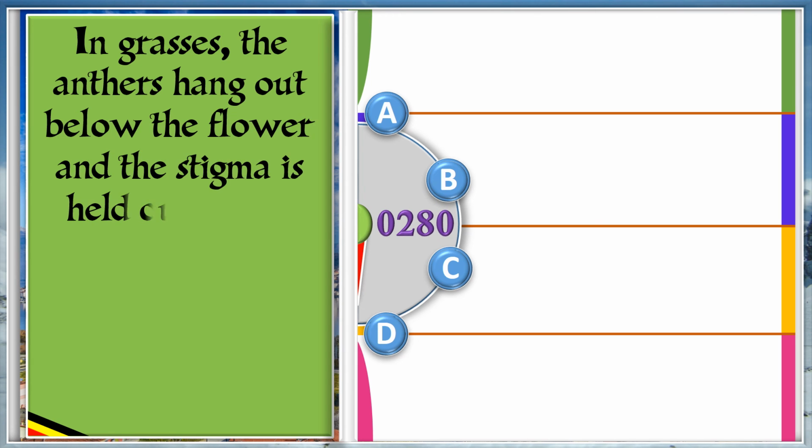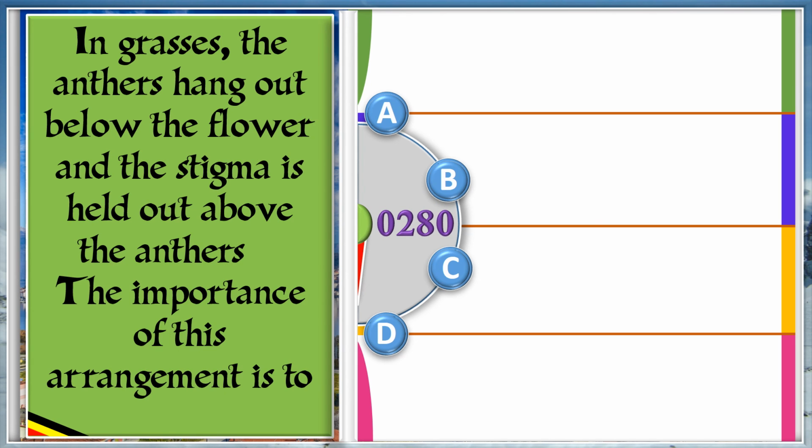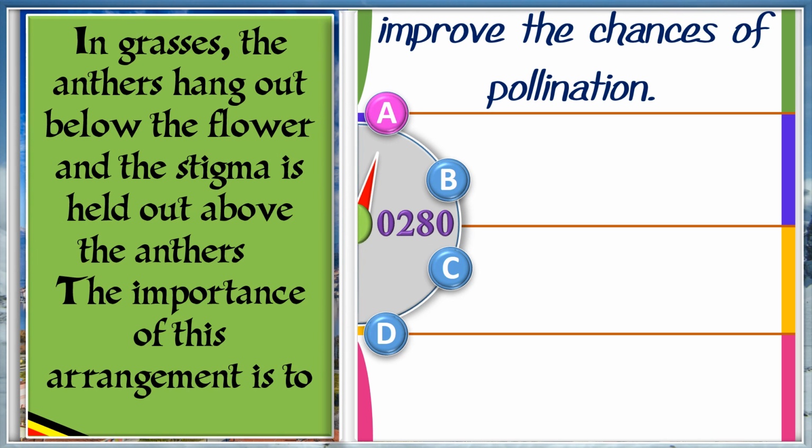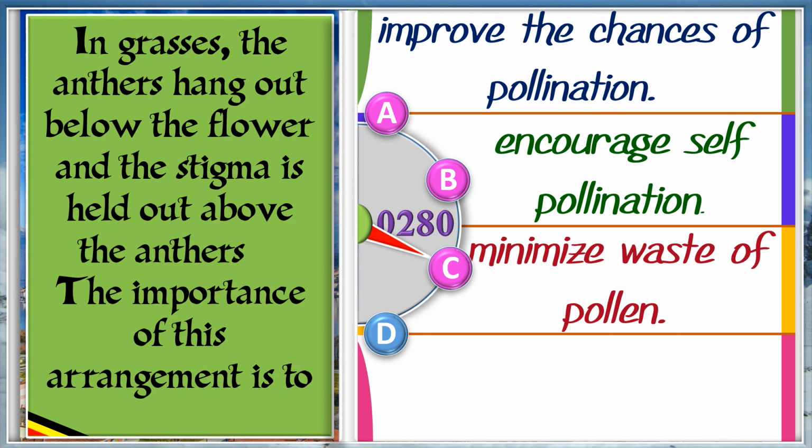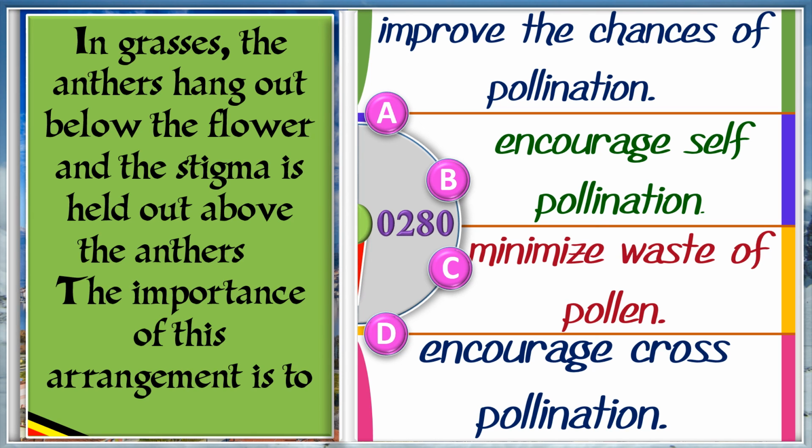In grasses, the anthers hang out below the flower, and the stigma is held out above the anthers. The importance of this arrangement is to: A. Improve the chances of pollination. B. Encourage self-pollination. C. Minimize waste of pollen. D. Encourage cross-pollination. And the answer is D. Encourage cross-pollination.